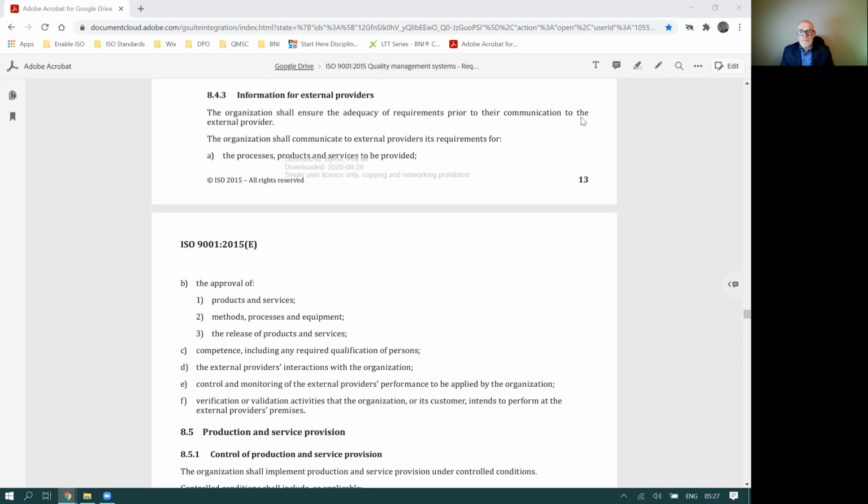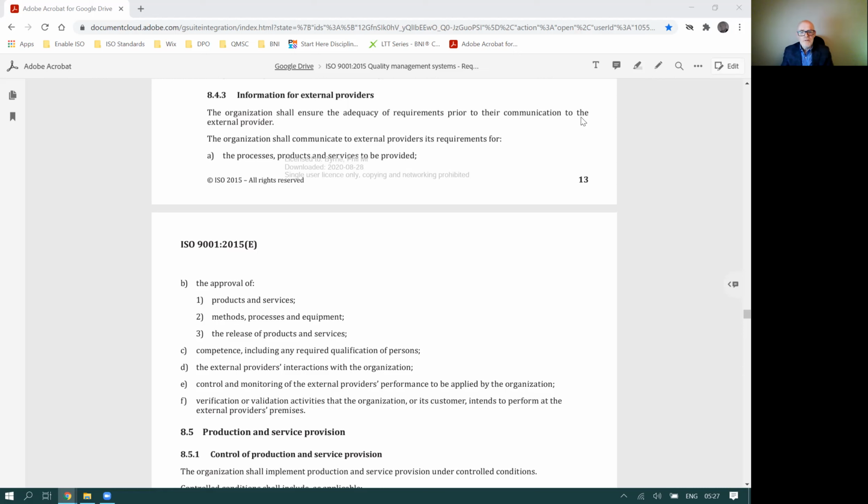So look after your own, be clear in what you want from the provider prior to engaging with them, because if you're not clear, that's where you start to lose out, and the nature of the relationship develops based on what they want it to be rather than what you need it to be. So the organization shall communicate to external providers its requirements for A, the processes, products and services to be provided. That clarity is required to satisfy that.